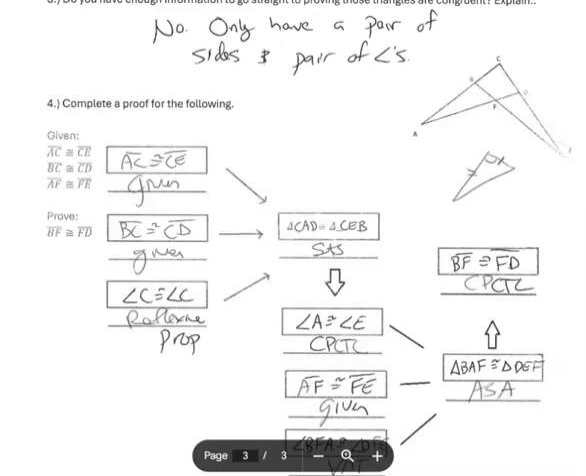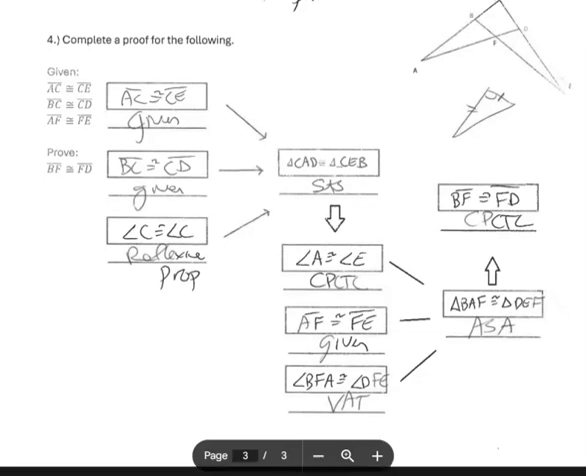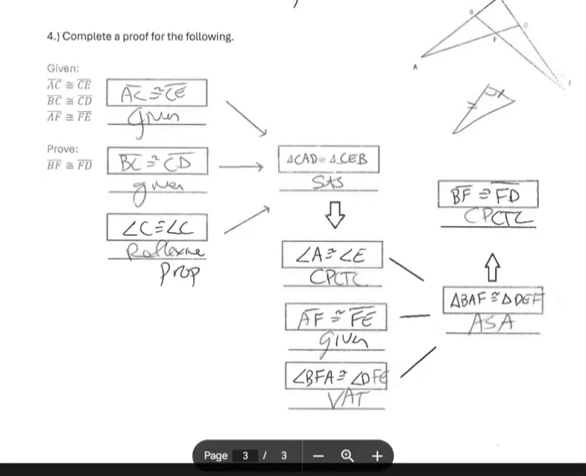Now we have to figure out what parts of those triangles would be helpful. Would it be that last side? No, that last side is more than one of the sides of the bow tie proof, so that's not it. And then you keep picking angles and sides and figure out what is helpful. We find out here that angle A and angle E are going to be the ones that help us.